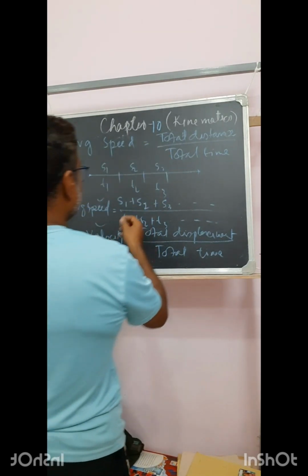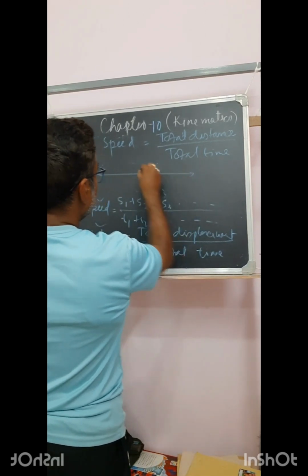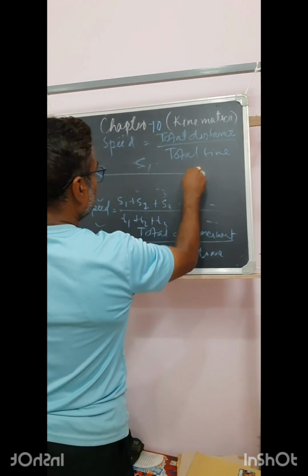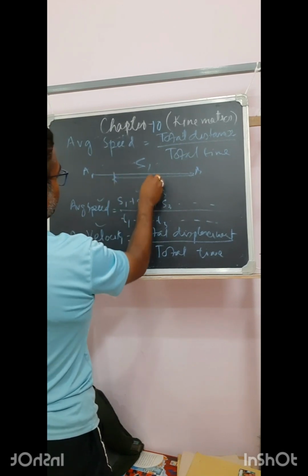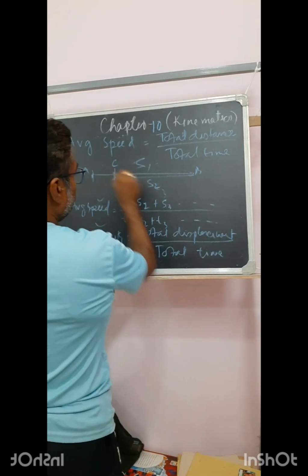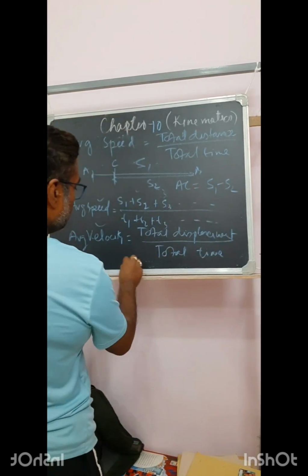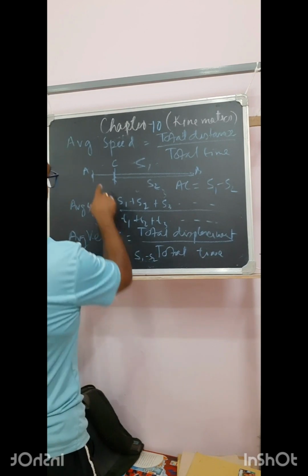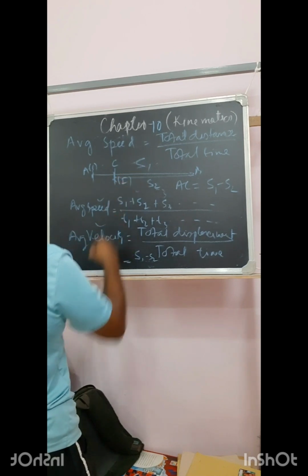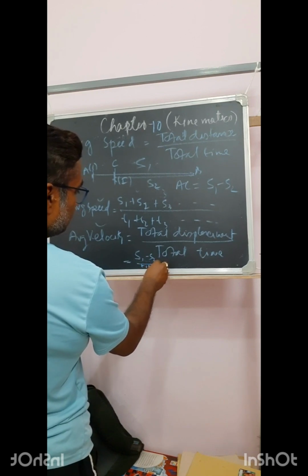If it is changing direction, let's consider a condition where it has moved a distance s1 this side, from A to B, and then coming back a distance of s2. The ultimate displacement, where it reaches C, will be AC, so that will be s1 minus s2. So for displacement we use the ultimate distance between the initial and the final position of the object, and the total time will be t1 plus t2.